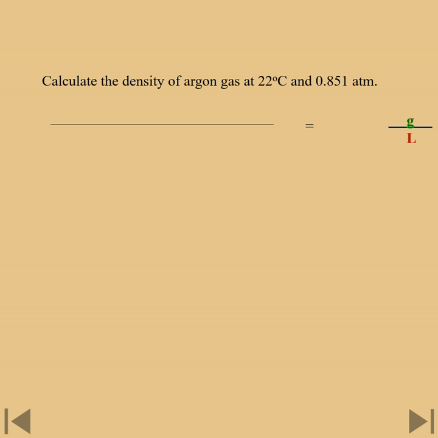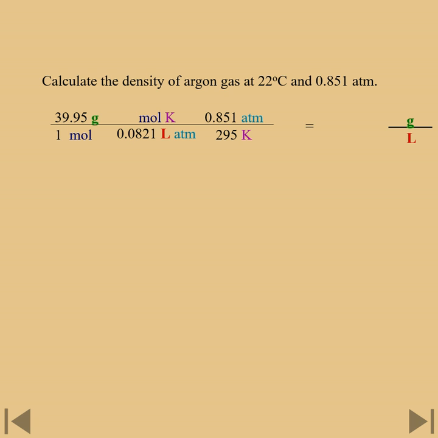And then where do we get grams? Well, that's actually from the molar mass of argon, and from the periodic table I get 39.95 grams per mole. And where do I get liters? From the universal gas constant with liters in the denominator. No, moles is already canceled. And now my temperature in kelvins needs to go on the bottom, and my pressure in atmospheres goes on the top.